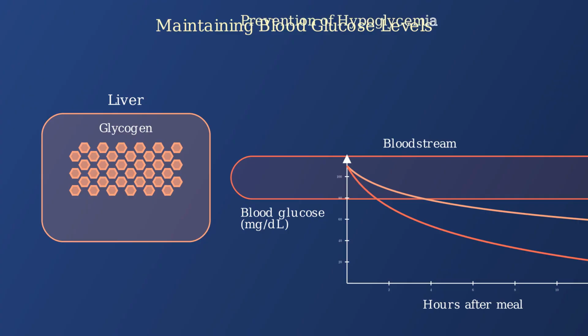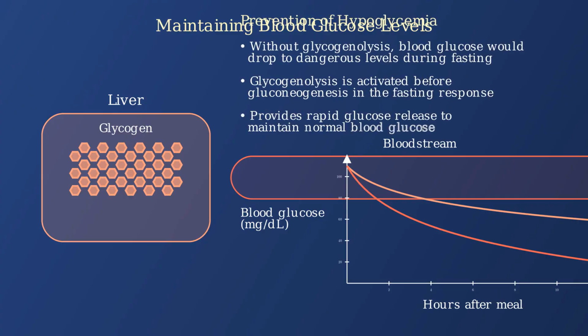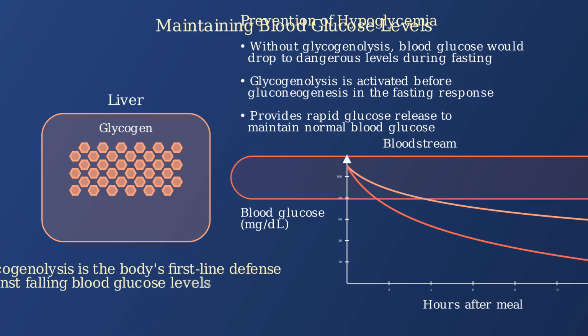Glycogenolysis is essential for preventing hypoglycemia during fasting periods. It provides a rapid source of glucose before other metabolic pathways like gluconeogenesis become fully active. As one of the body's primary metabolic defenses, liver glycogenolysis ensures a constant supply of glucose to the brain and other vital organs between meals.